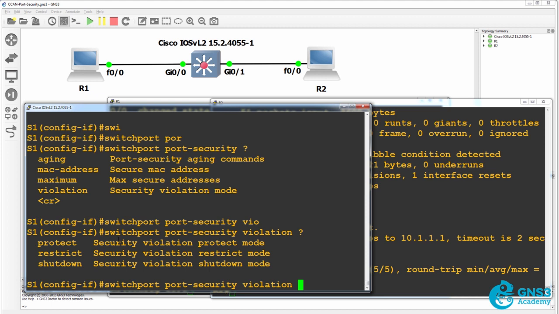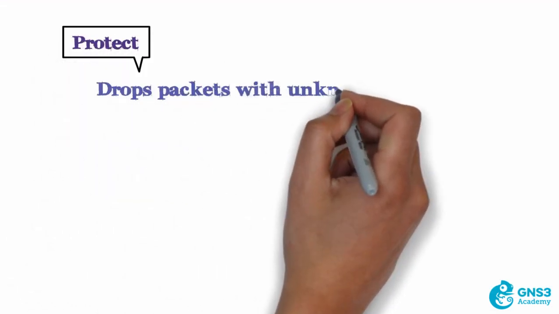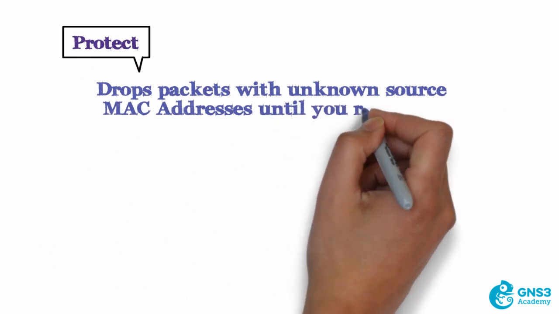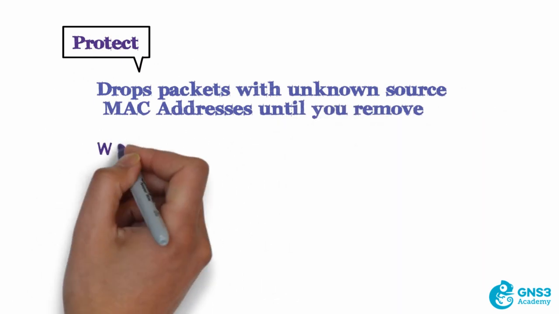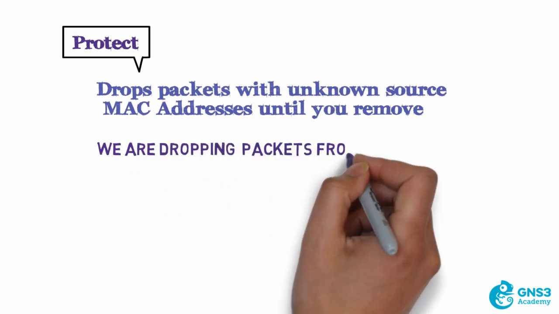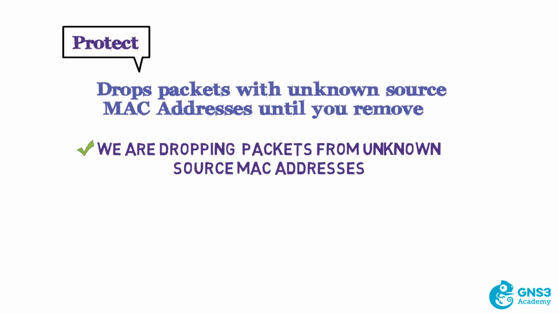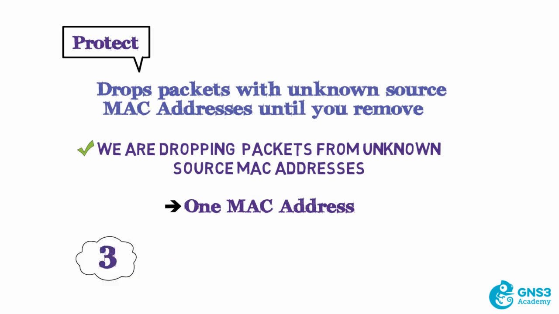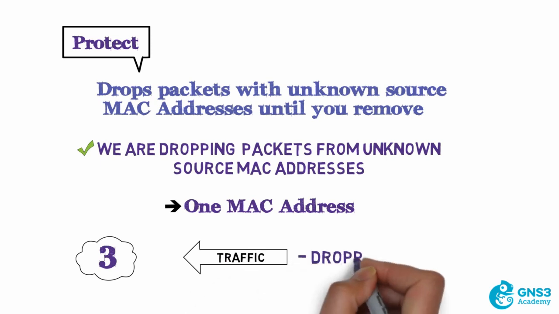Notice we have protect, restrict, and shutdown. The default, as we've seen, is shutdown. Now protect drops packets with unknown source MAC addresses until you remove a sufficient number of secure MAC addresses to drop below the maximum value. In other words, we are dropping packets from unknown source MAC addresses, but there's no logging. At the moment, we're only allowing one MAC address, but as an example, if you had specified a maximum of 3 and a fourth device tried to send traffic, that device's traffic would be dropped.